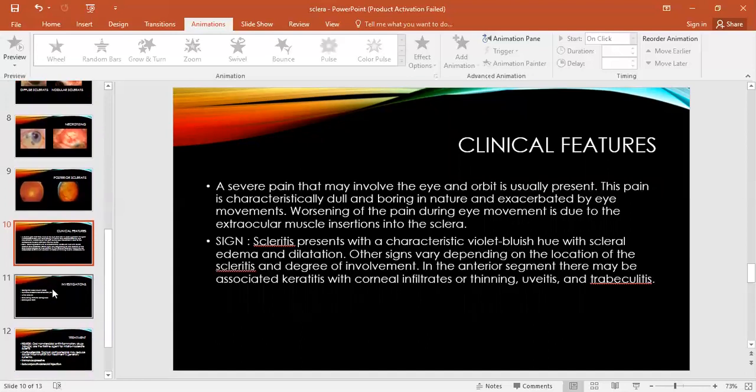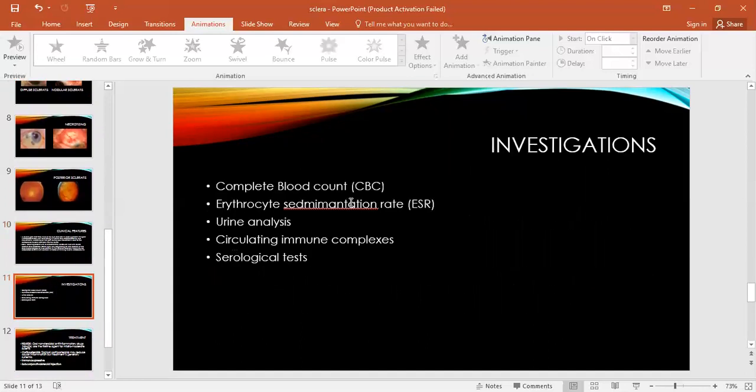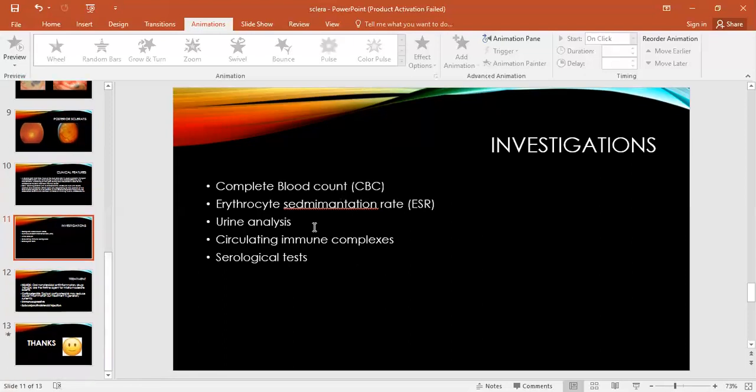Now we come to investigation. On investigation, we do CBC, ESR, urine analysis, circulating immune complex because of inflammation, and serological tests. In serological tests, we may do RA factor, ANA, anti-dsDNA antibody, or ANCA, and we may also do a uric acid test. These tests all give us clues about scleritis.